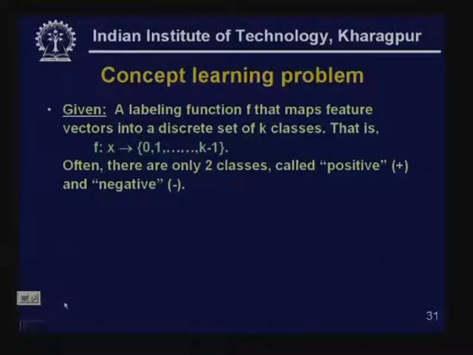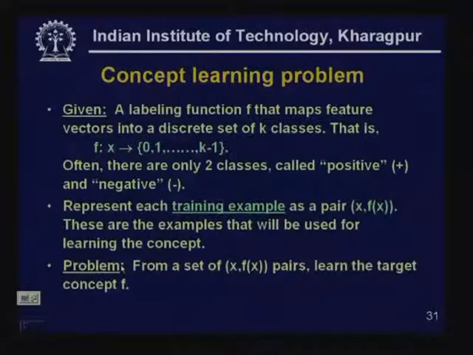So, the concept learning problem formally can be described as follows. We are given a labeling function f. f is an underlying function for describing the concept. This function f maps feature vectors into some classes. So, we have a discrete set of k classes. There are k possible classes. For example, we have 2 classes, tiger or not tiger, or we can have 3 classes, whether it is a tiger or a lion or a deer. In general, we have a finite set of classes.